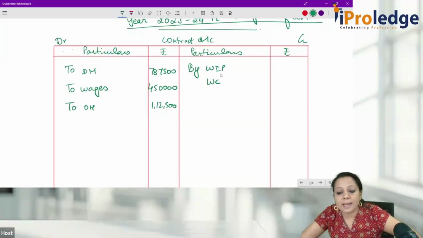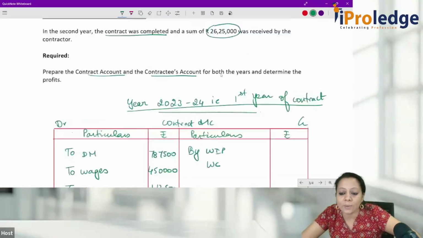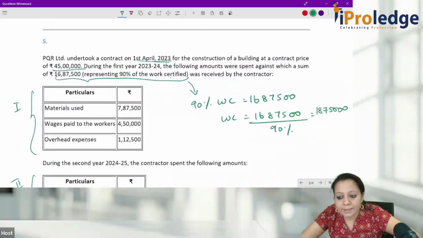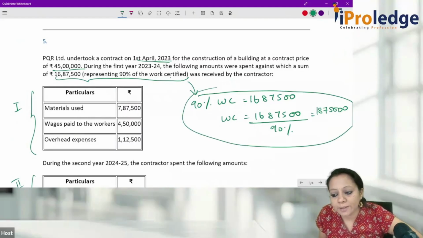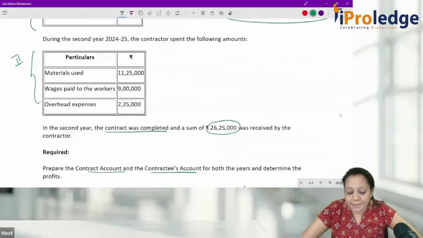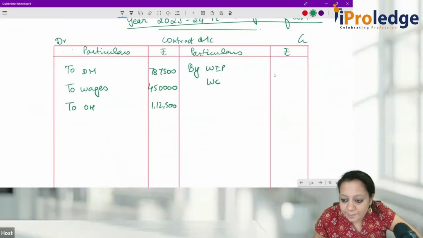Sometimes there will be information like in the previous question. Here there is no information, so we are directly taking work certified. We already did this computation. I hope everybody understood. It's very straightforward. So it is 18,75,000.